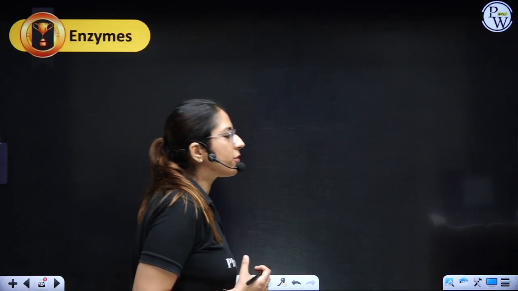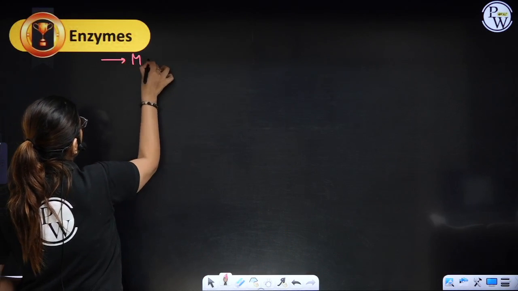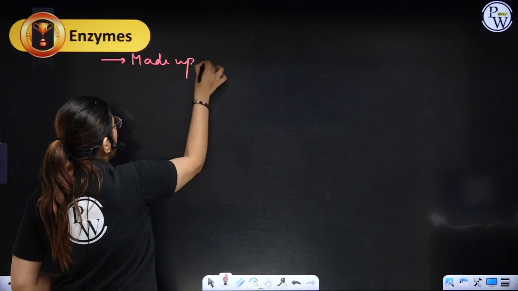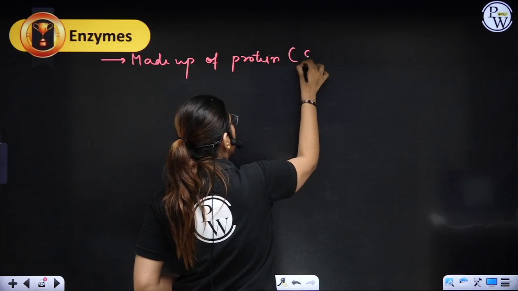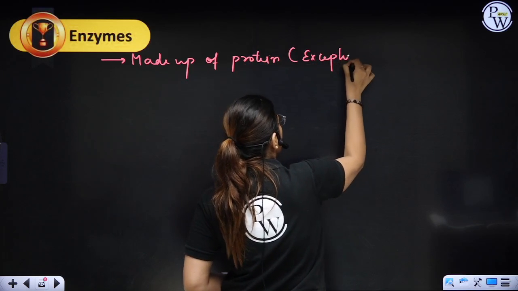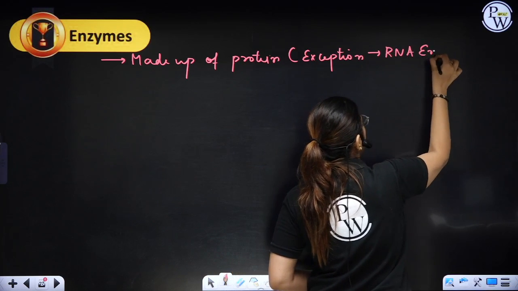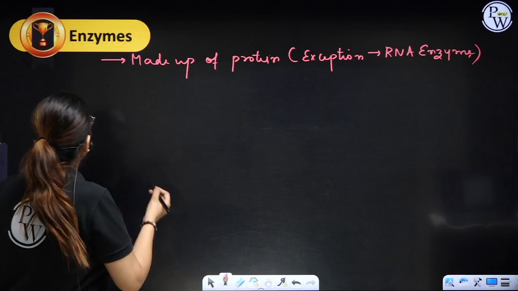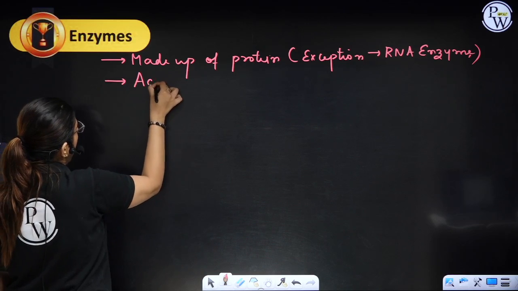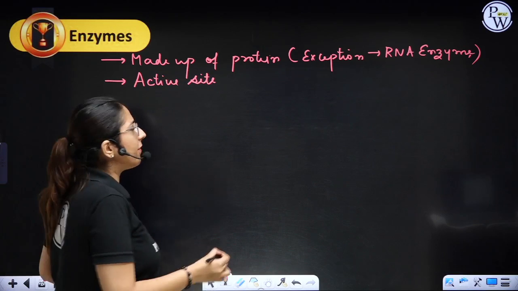Now, moving on to the next part of this chapter, that is the enzymes. So, enzymes, what are they? Enzymes are basically made up of proteins, right? We have an exception: ribonuclease, an RNA enzyme. The name of this RNA enzyme is ribonuclease. Right? Now, to talk about the enzyme, they have an active site.